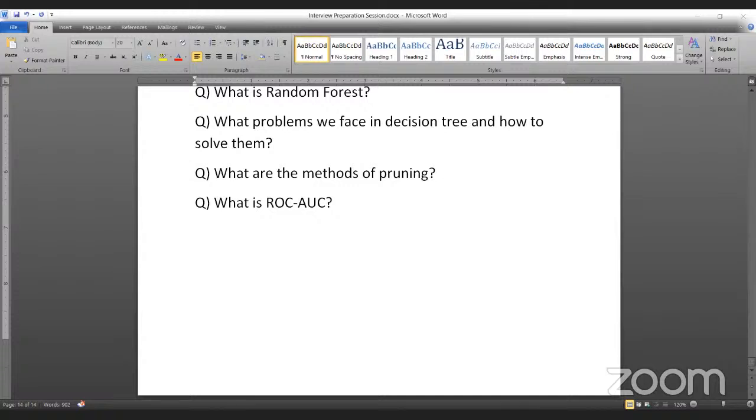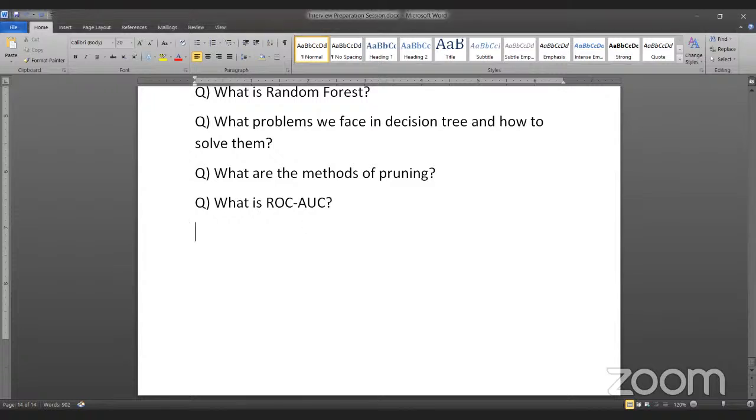Now this was an evaluation metric for classification. Now coming to regression. So what is RMSE?